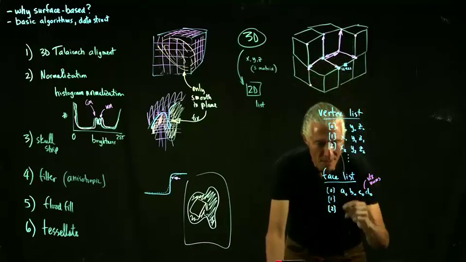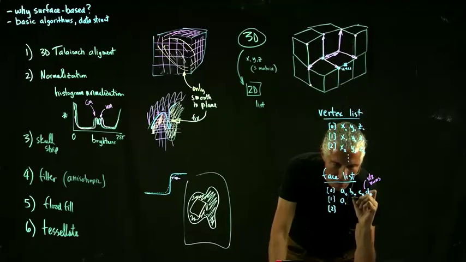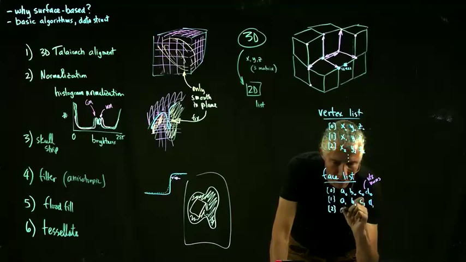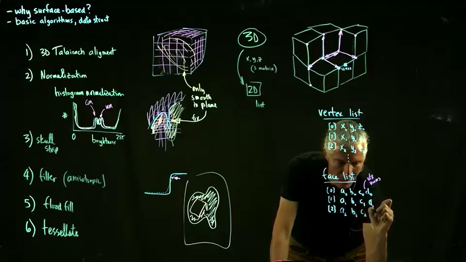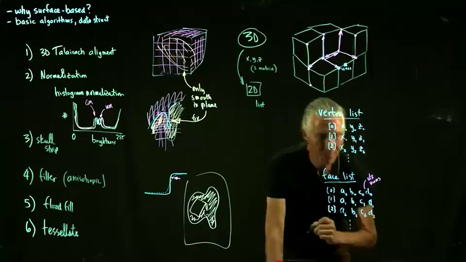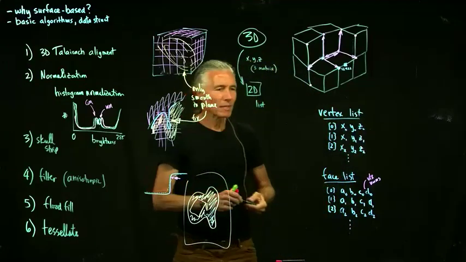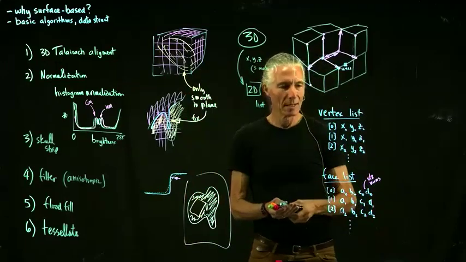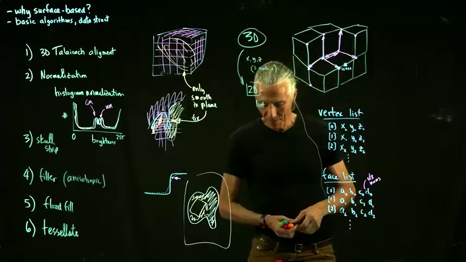And then here's the vertex numbers for the second face. 1, A2, B2, C2, D2. Okay. So that's actually how a surface in FreeSurfer or any kind of animation program is represented.